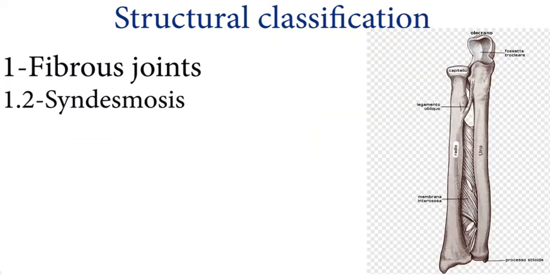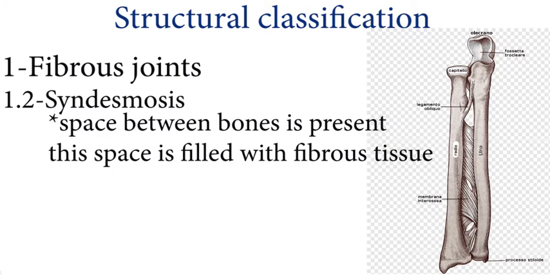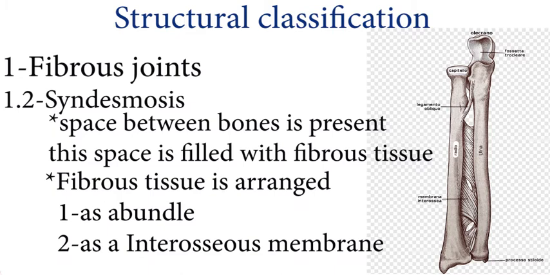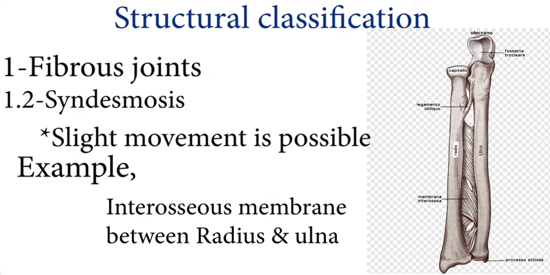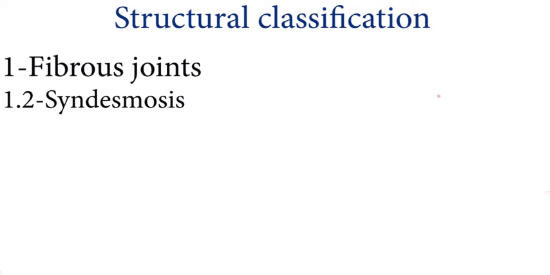The next type is syndesmosis. There is space between bones. This space is filled with fibrous tissue. The fibrous tissue is arranged either as a bundle or in a sheet-like membrane. We can call it interosseous membrane. Inter means between and osseous means bone, so this membrane holds the two bones together. In these joints, slight movement is possible. Its example is the interosseous membrane between radius and ulna.